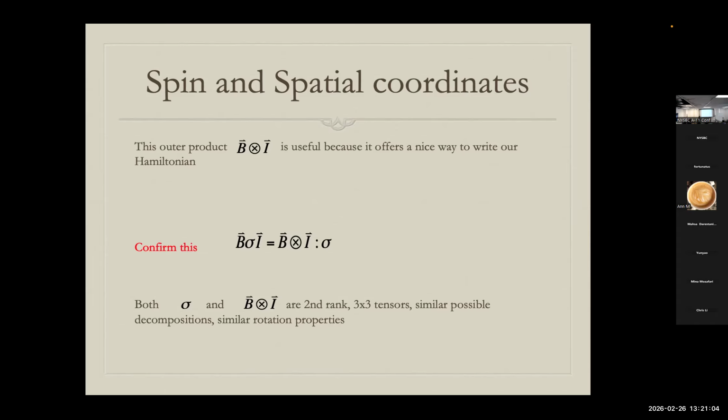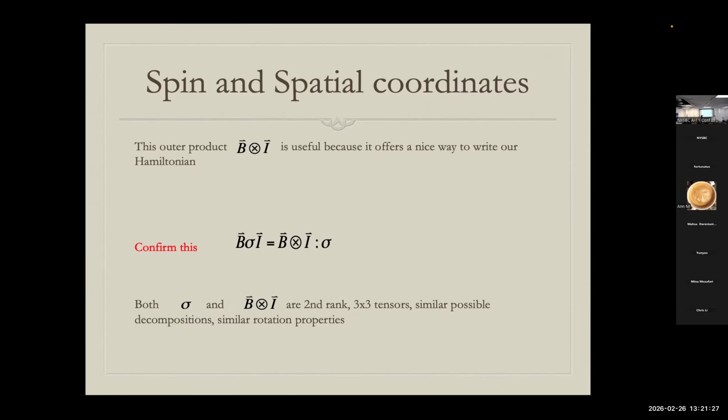So this outer product, B and I, is useful because it really gives you a nice way to write about the Hamiltonian, where the spin and the spatial are on equal terms. And it's not just that we're learning one tool for both of them, it's that the fact that they're in the same basis means that we eliminate many arithmetic operations by inspection.